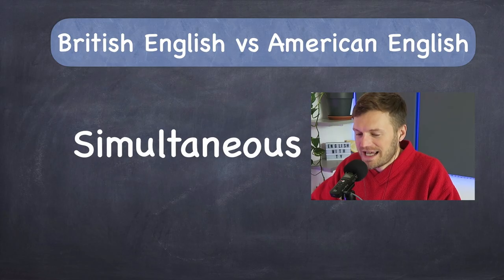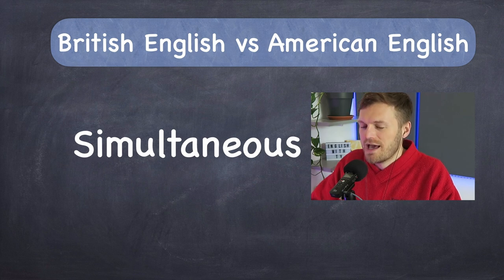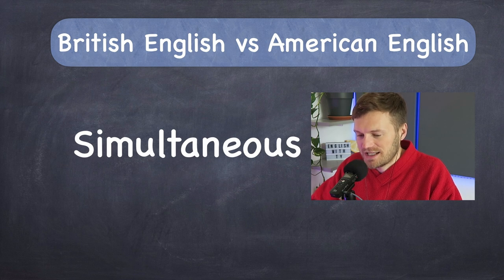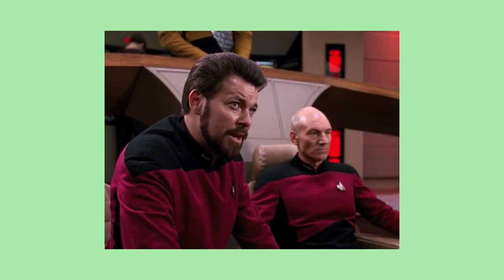The next word is spelled S-I-M-U-L-T-A-N-E-O-U-S. And in British English, it would be pronounced simultaneous. And I want to emphasize the I again at the beginning. Whereas in American English, it would be more like simultaneous. So the I would be again pronounced like an I, simultaneous. Full with a simultaneous spread of torpedo.